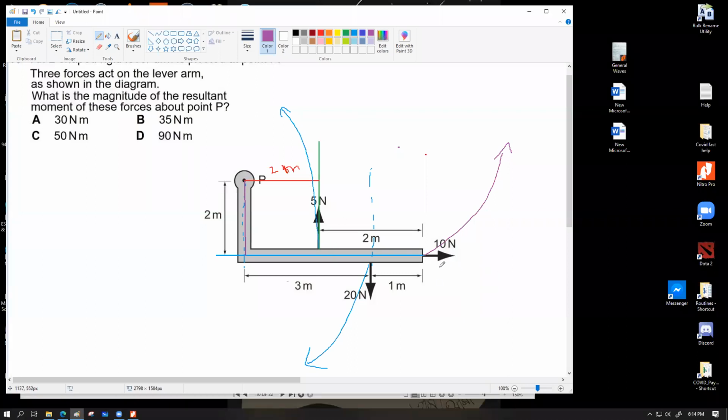Consider that this is the only force available to this object. Then how is this object going to move? Okay, I can help you with this one.